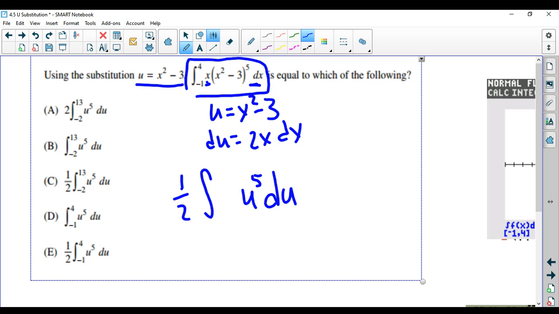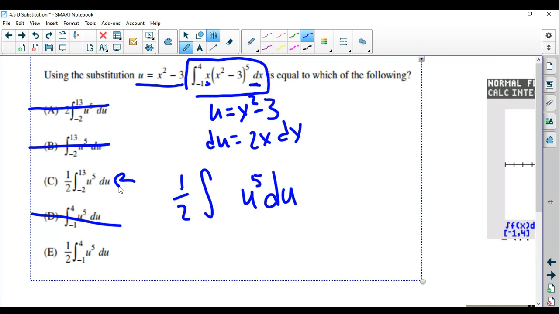Now, if you start looking at the answers, you can really get rid of the ones that don't have the 1/2 in front of them. And you can see the two that are left over, the last one, they didn't change the limits. So this is going to be the answer, but let's just make sure.